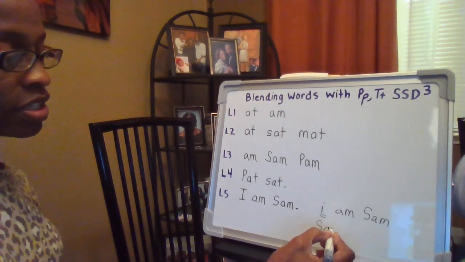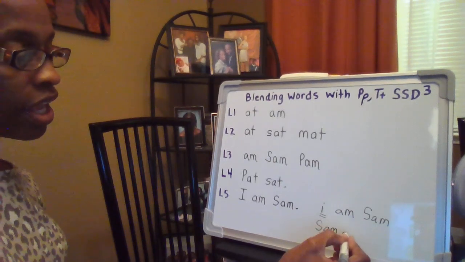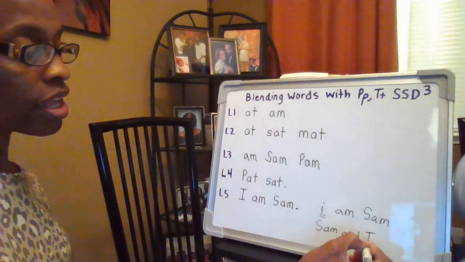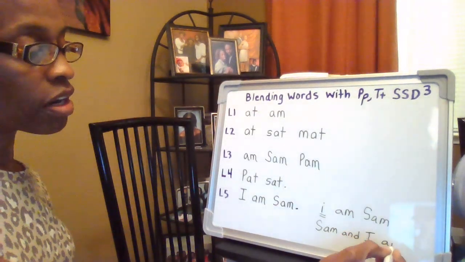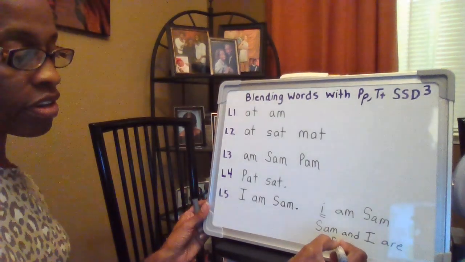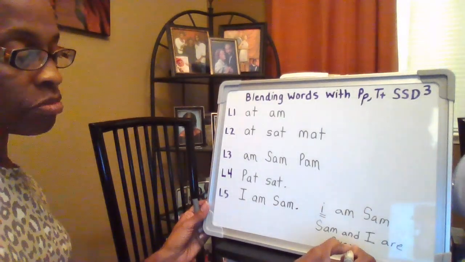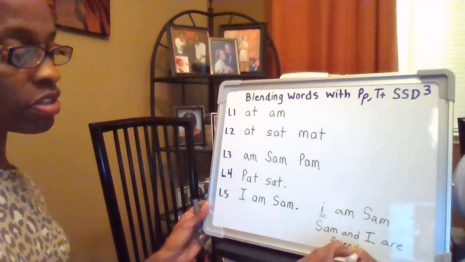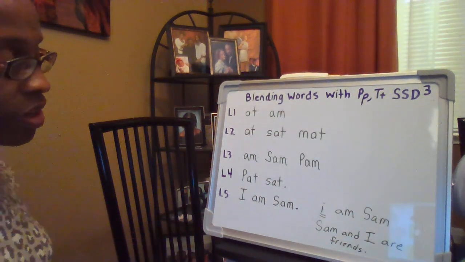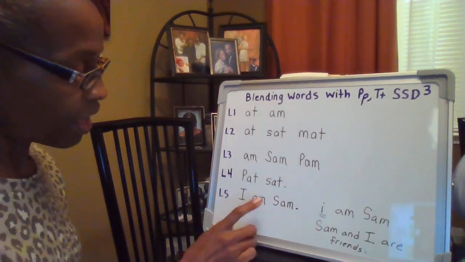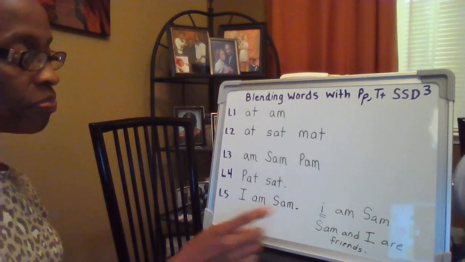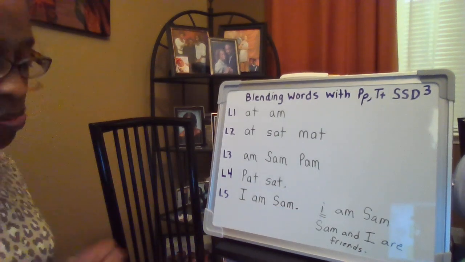Or Sam and I are friends. For boys and girls, we call this pronoun I. You always capitalize it. So sight word. I am Sam. Okay? All right, boys and girls.